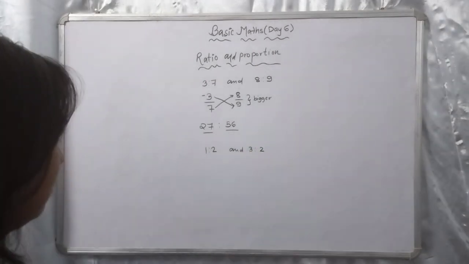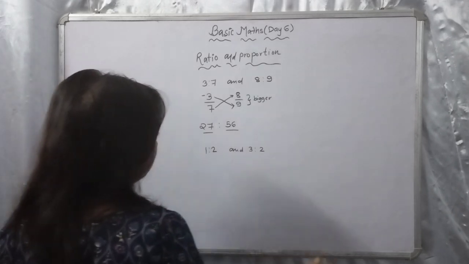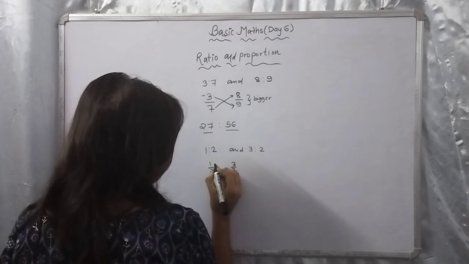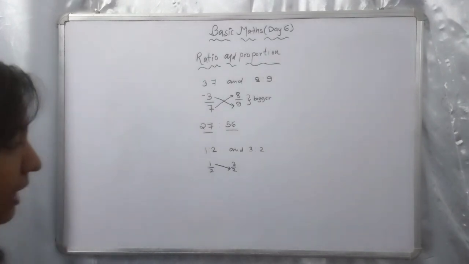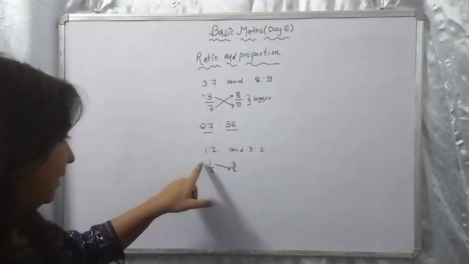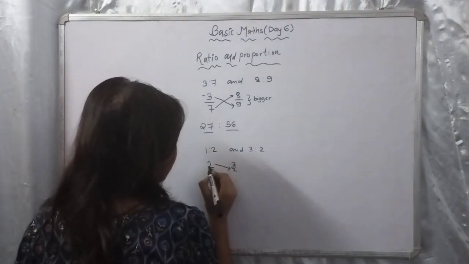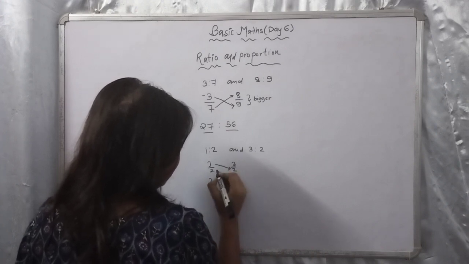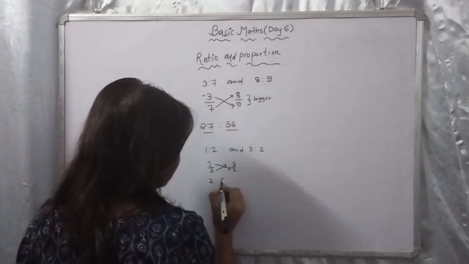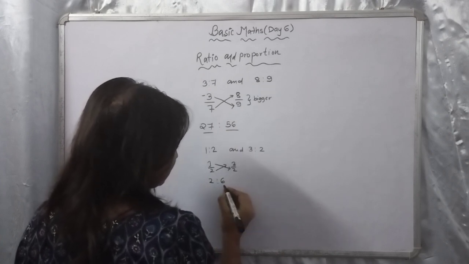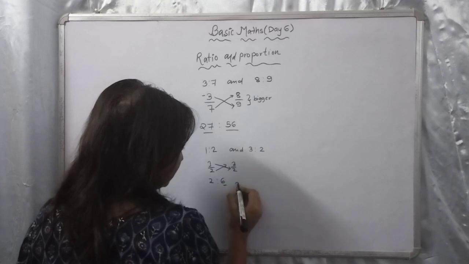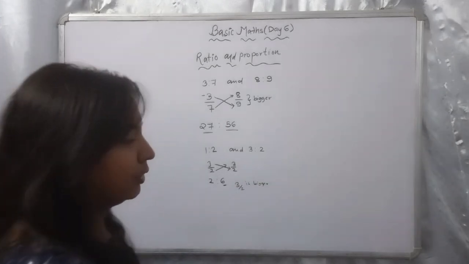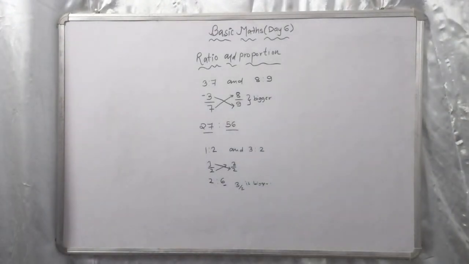Taking one more question. If asked which is bigger, 1:2 or 3:2, then what can be done? 1/2, 3/2. We will cross multiply, but one thing needs to be kept in mind, that first always we will multiply this, and we will write it first. 2 ones are 2. Fine. Then we will multiply this. 2 threes are 6. So 2:6. So this is bigger, 6 is bigger. So 3/2 is bigger.